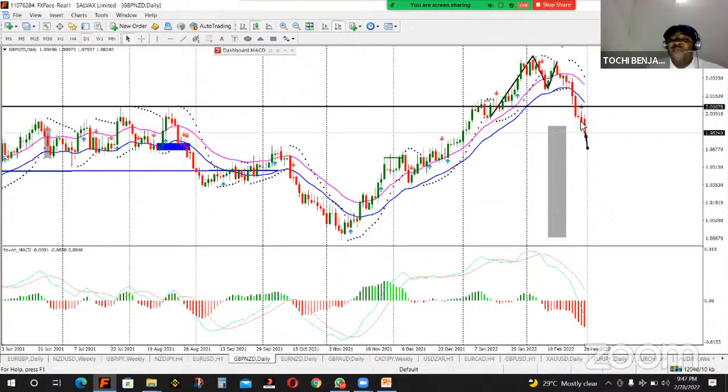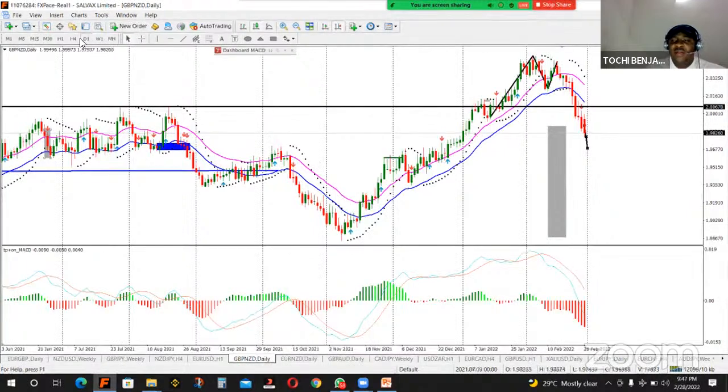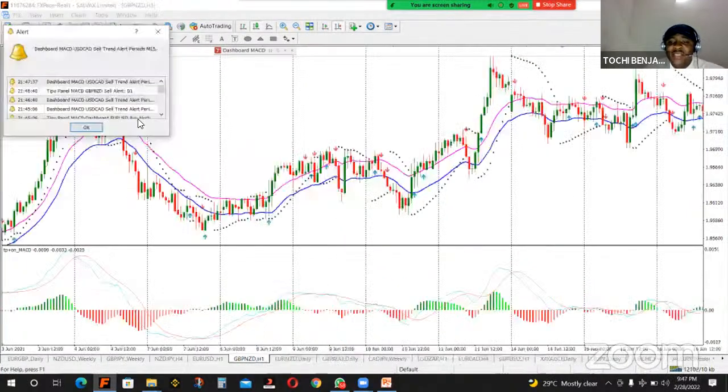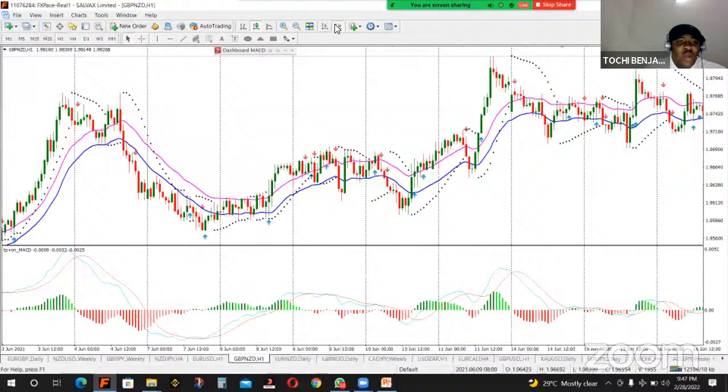So what it means is that for that whole day, you should be looking for opportunity to sell this market. You understand? So now we'll go to H1. Look at H1 throughout the day.